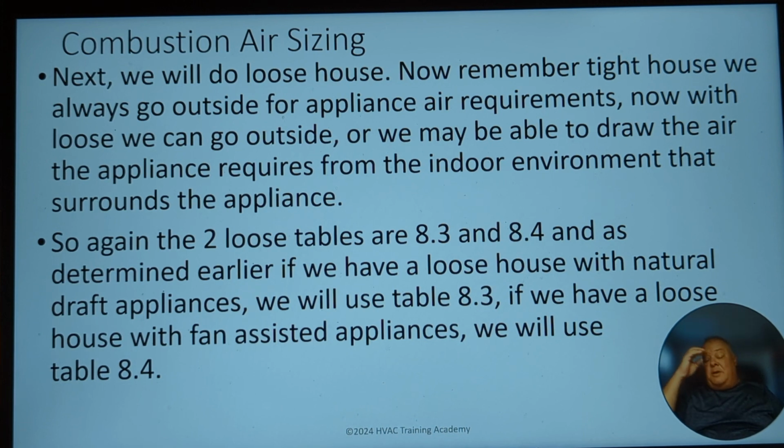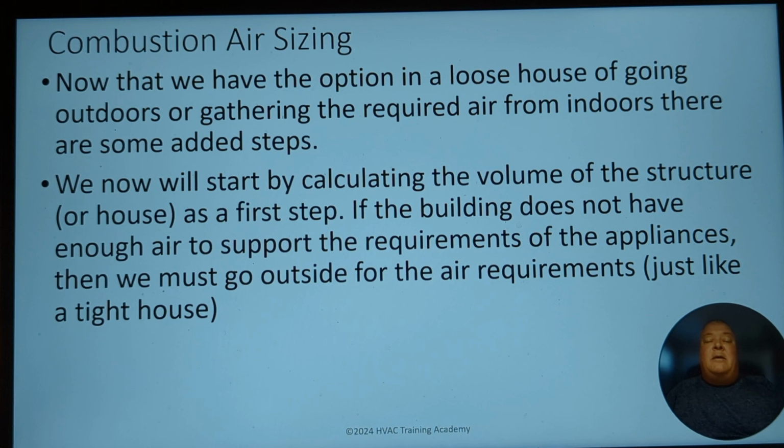So the first step is we're going to go to tables 8.3 and 8.4, but the first thing we have to do is calculate the volume of the home, or the whole building, what they call the structure in the code. The two loose tables, 8.3 and 8.4, were determined earlier. Loose house with natural draft appliances, we'll use table 8.3. If we have a loose house with fan-assisted appliances, we will use table 8.4. Now, as indicated, we can go ahead and figure out the volume of the structure.